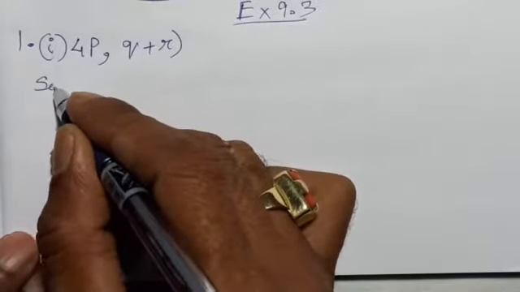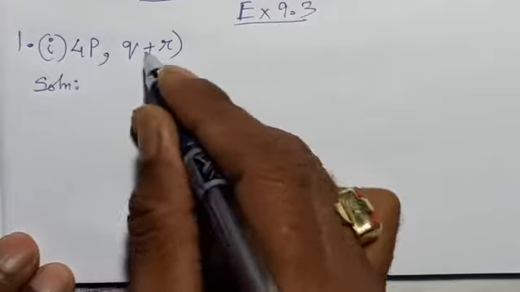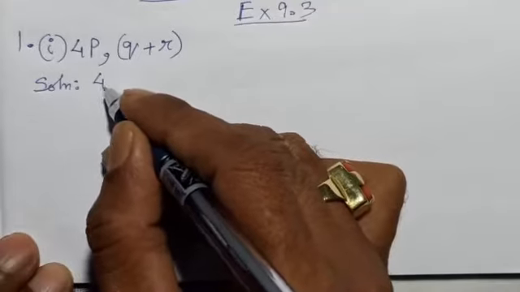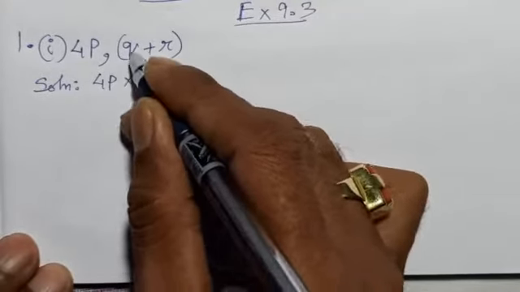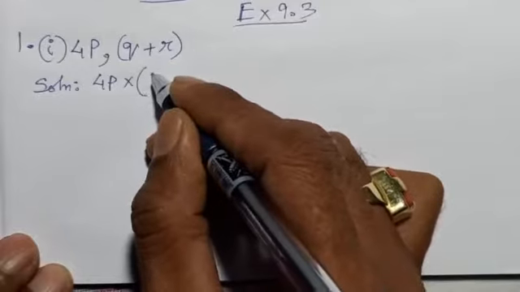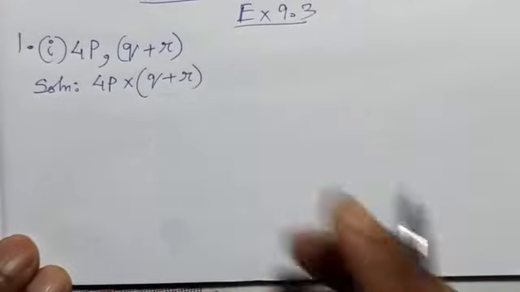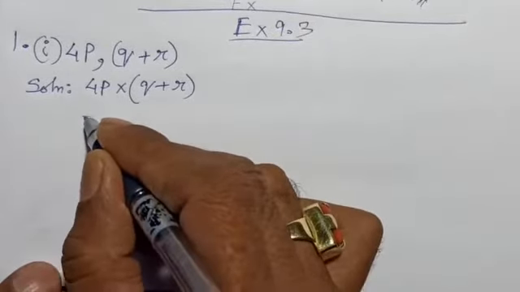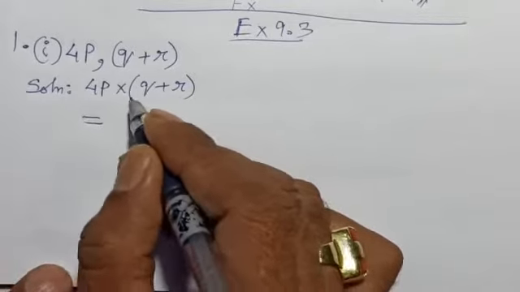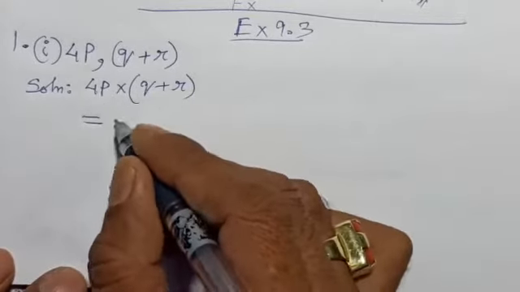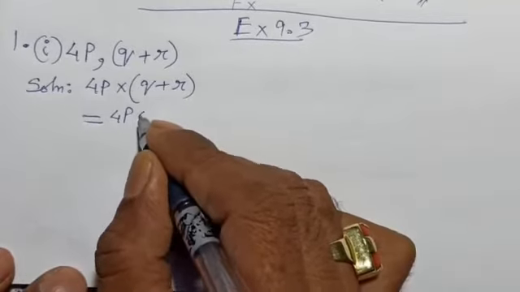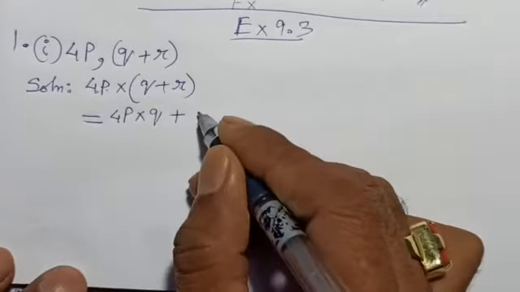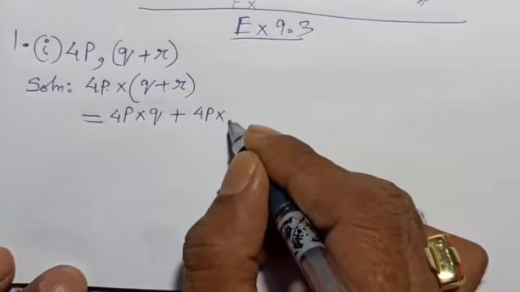Now solution. We have to multiply these two expressions. So 4p will multiply the binomial q plus r. Now let us multiply these two. Now next steps. If we leave this bracket, 4p and q will be multiplied, 4p into q. Then plus sign, 4p will multiply r also, 4p into r.